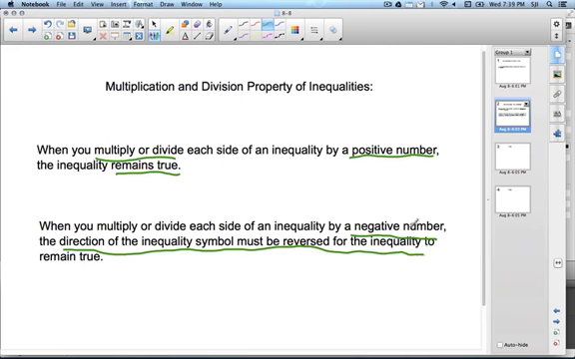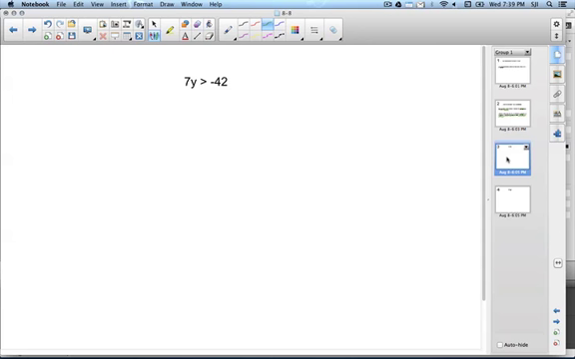So that means that when you are multiplying or dividing with an inequality and the number you're multiplying or dividing by is negative, you have to flip the direction that the inequality sign is going in. If the number that you're multiplying or dividing by isn't negative, it's positive, then you don't have to change the direction. So the most important thing to remember is that if it's negative, you have to flip the direction of the inequality sign. Let's do a couple examples.